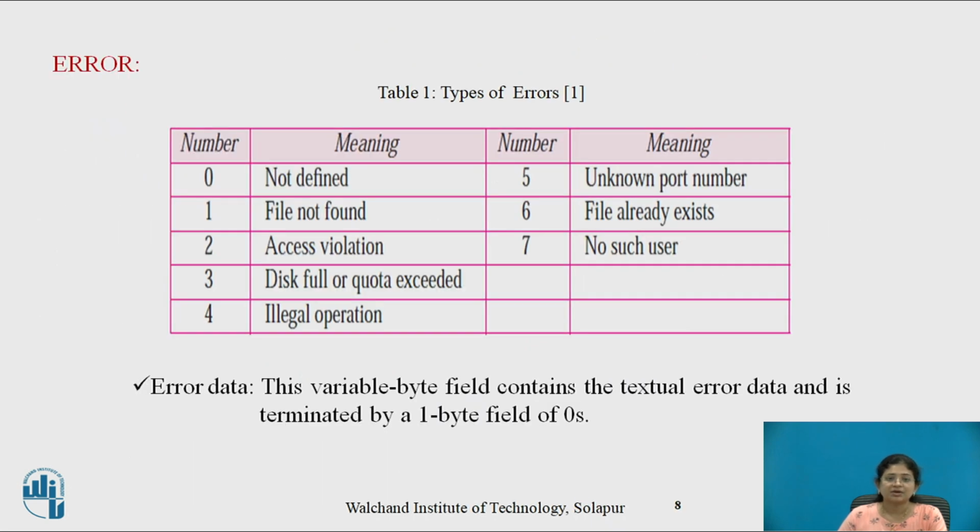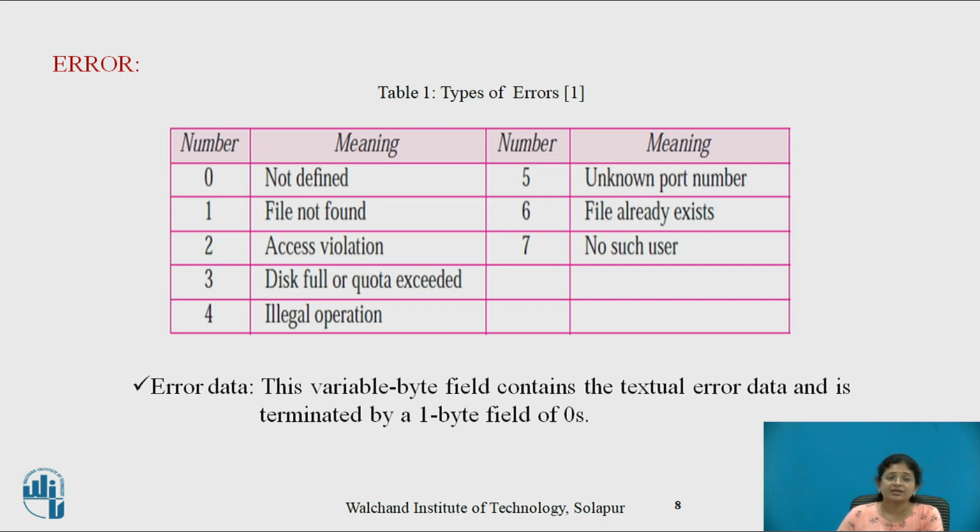Now look at this table. This table contains the various error types. There are a total of 8 types of error, which start from 0. If that number is 0, that means the error type is not defined. If it is 1, that means file not found. If that error block is set to 2, that means access violation. If it is set to 3, that means the disk is full or the quota is exceeded.